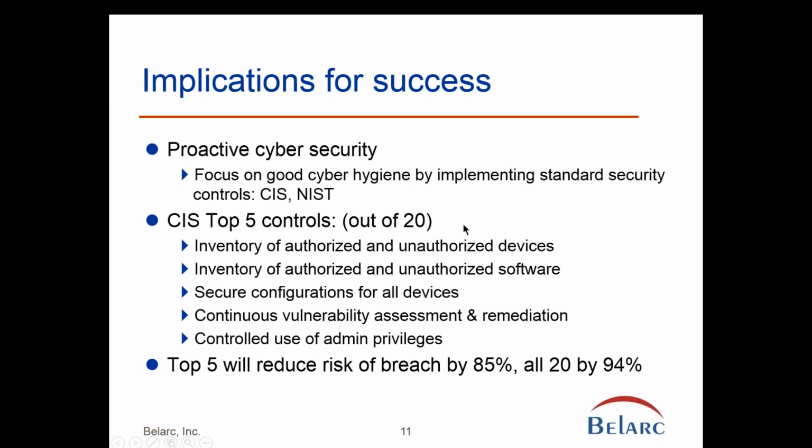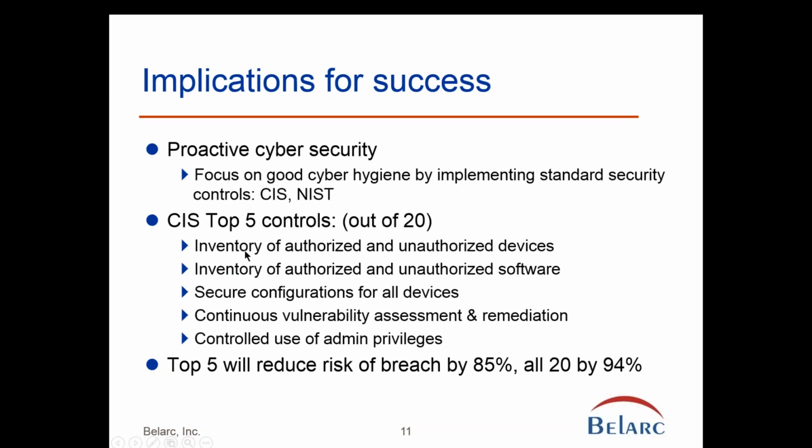The CIS has what they've spelled out in particular. They have a top 20 controls. Of that, they have a top 5 that they say if you follow these top 5, you will reduce the risk of a breach by 85%. If you follow all 20, you can up that to about 94%. So very, very big numbers.